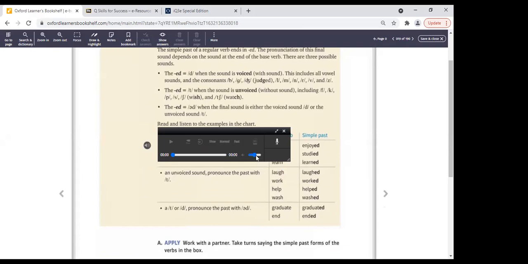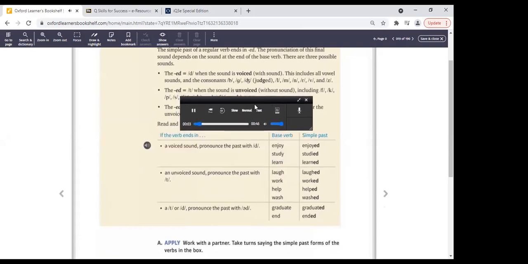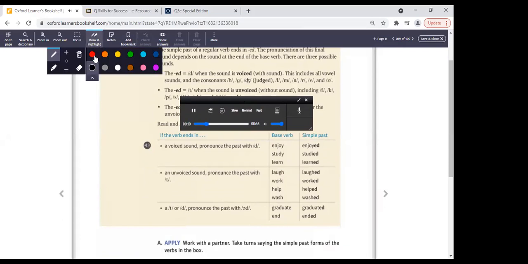The d. Unit 1. And the ed. Pronunciation. Examples. Enjoy. Enjoyed. Study. Studied. Learn. Learned. Laugh. Laughed.